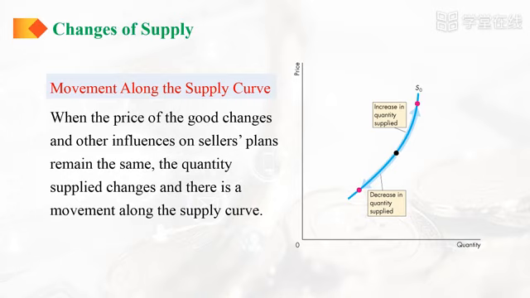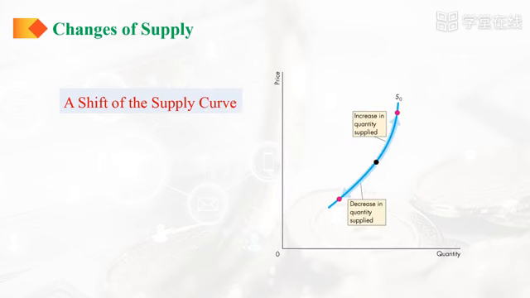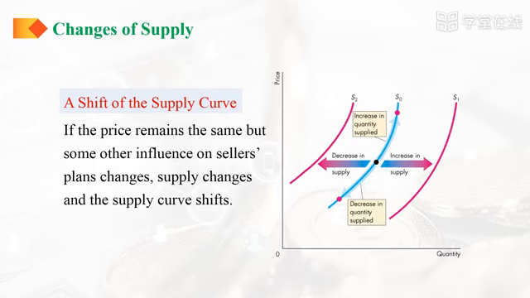Finally, let's talk about the difference between a change in the quantity supplied and a change in supply. Changes in the influences on selling plans bring either a change in the quantity supplied or a change in supply. Equivalently, they bring either a movement along the supply curve or a shift of the supply curve. A point on the supply curve shows the quantity supplied at a given price. A movement along the supply curve shows a change in the quantity supplied.